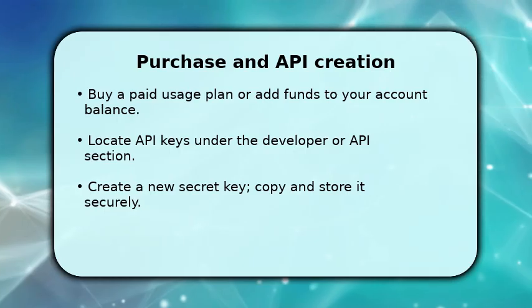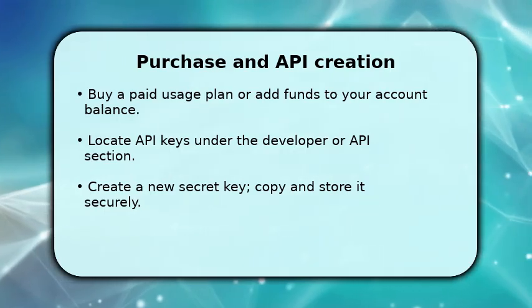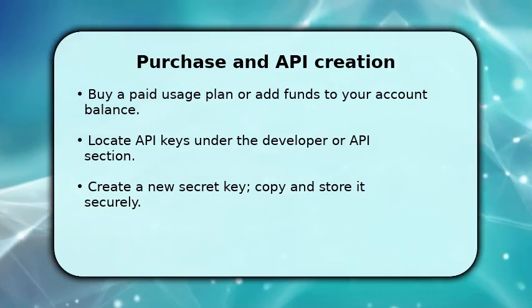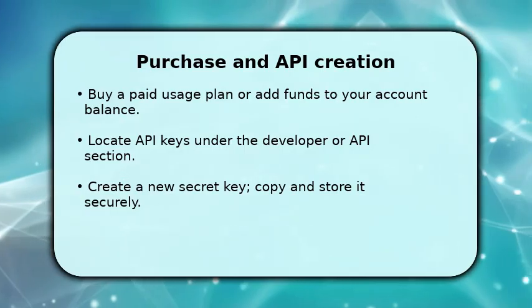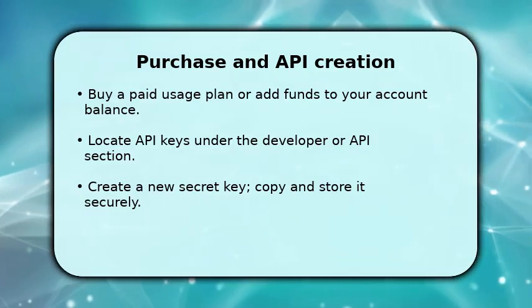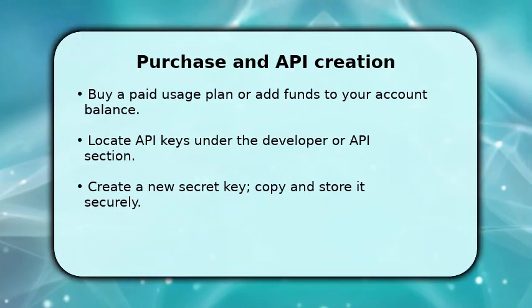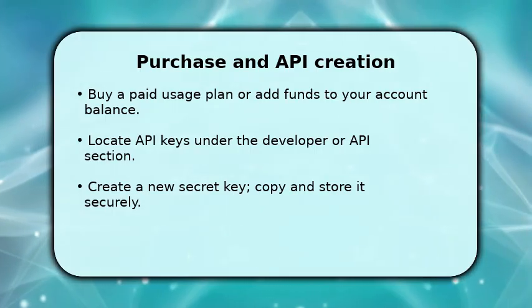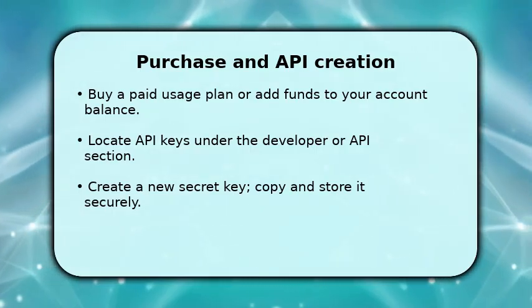You will create a new secret API key. Click Create, label the key for your project, then immediately copy the secret value. Store it in a secure vault or environment variable. The key won't be fully shown again. This ensures you have a usable key for requests.